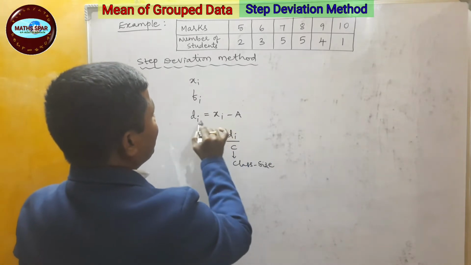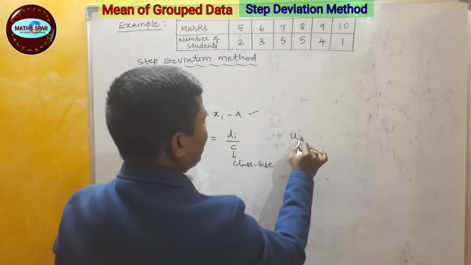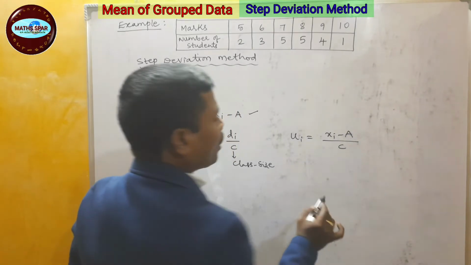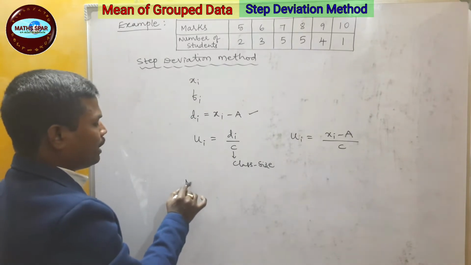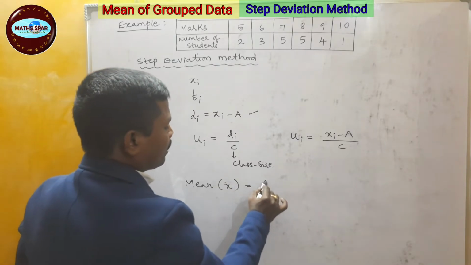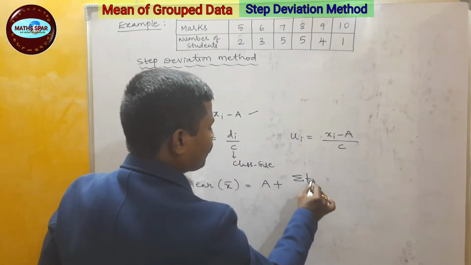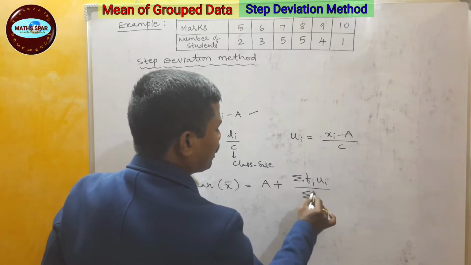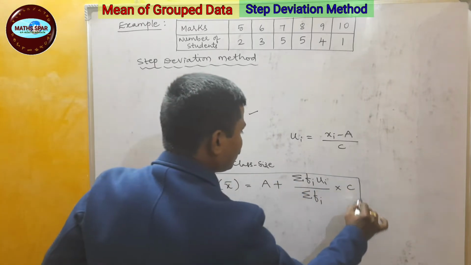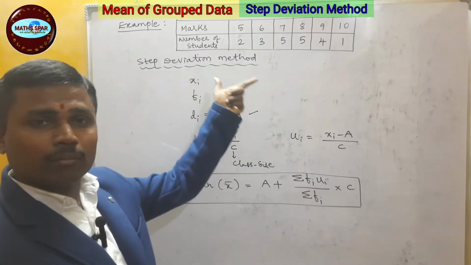Then, instead of having this as a separate column, you can directly have ui as (xi minus a) by c also. Then the mean of the given distribution can be found by writing it as a plus sigma fi ui by sigma fi, into c. By using this formula, you will find the mean of the given distribution by the step deviation method.